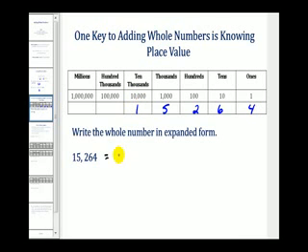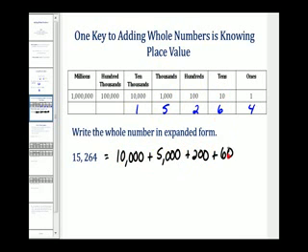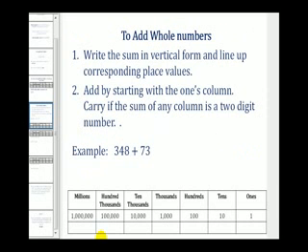So this 1 represents 10,000. This 5 is in the thousands place value, so this represents 5,000. The 2 is in the hundreds, so this represents 200. The 6 is in the tens, so that represents 60. The 4 is in the ones, so that represents 4. So this expanded form shows what each digit represents in this number based upon its place value.